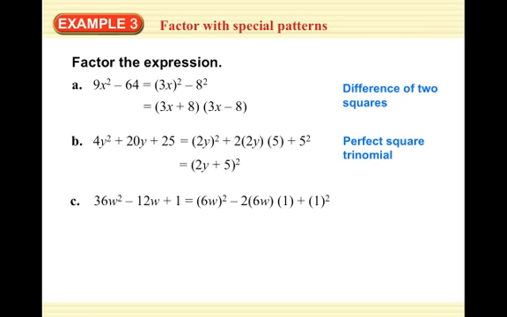2 times 6 is 12, times 1 is 12w, so that works because our second base there is 1. 1 is kind of nice because 1 squared equals 1, 1 cubed equals 1, 1 equals any power of itself. So this is a perfect square trinomial because we do have a minus there in the linear term. It's going to be 6w minus 1 squared.